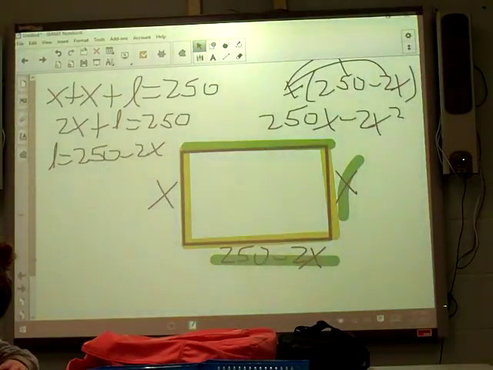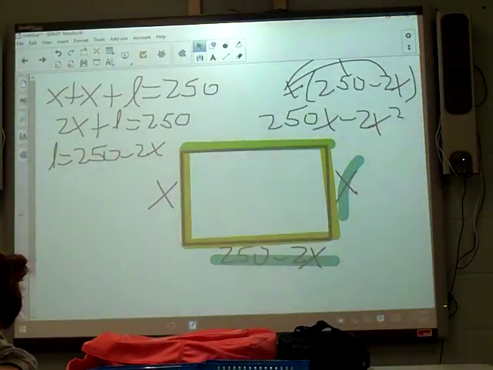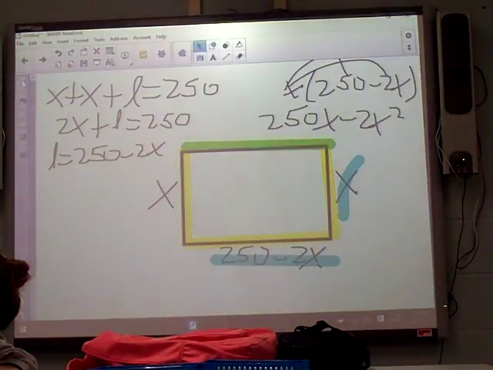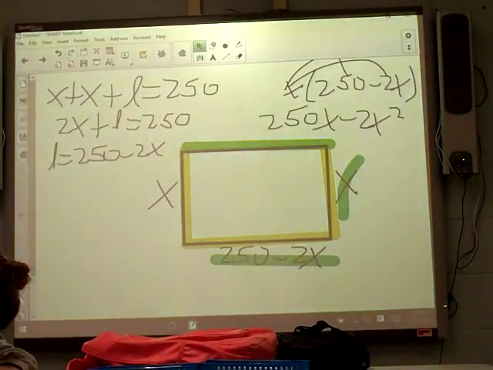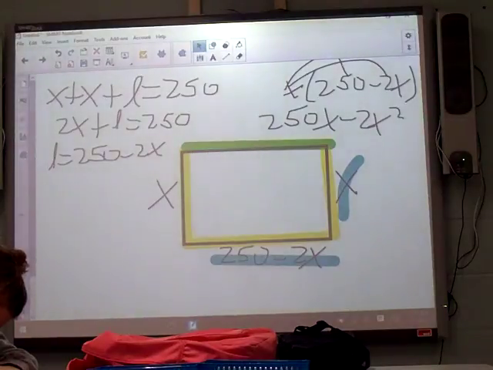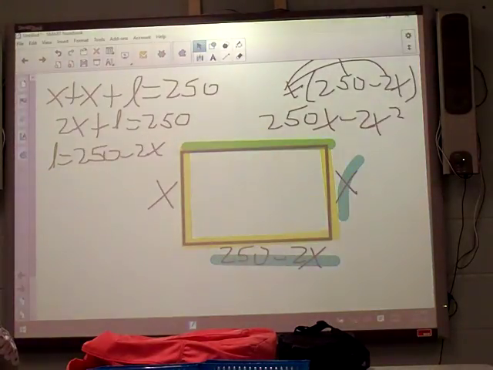75. Negative over negative will be a positive. I don't think it's 75. It might be. 62.5. Okay, so what does that represent on our drawing?